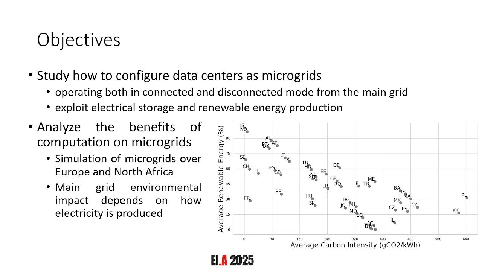So the objectives are to study how to configure data centers as microgrids, so to let them operate both in connected mode and disconnected mode, where disconnected means that we don't use main grid energy, but instead we use energy produced locally with renewable energy sources or energy stored locally in the data center itself. And then the second objective is to study the benefits of doing this.